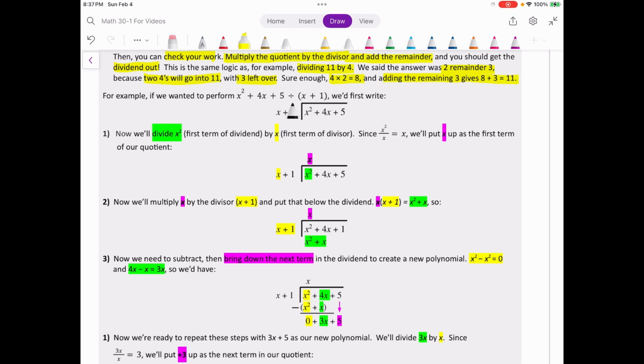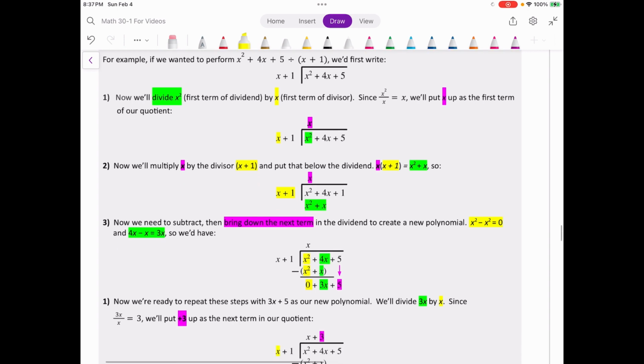Okay, we'd write out x plus 1 and we're going to divide it into x squared plus 4x plus 5. So first things first, divide. Also check that they're in standard form, but these ones are, so we're good. All we're going to do is divide x squared by x, the first term of the dividend by the first term of the divisor.